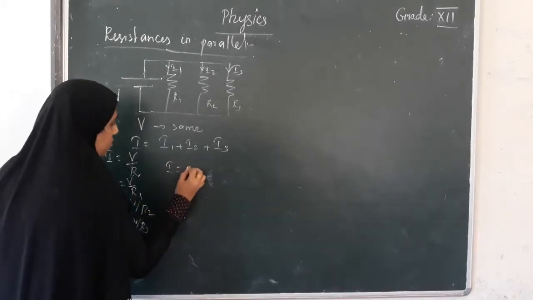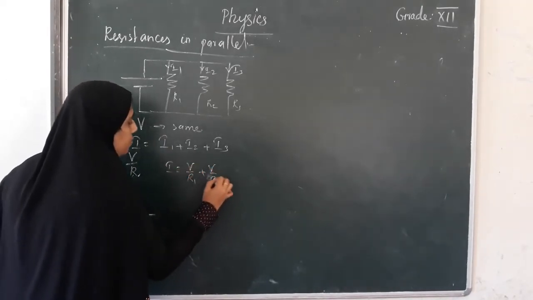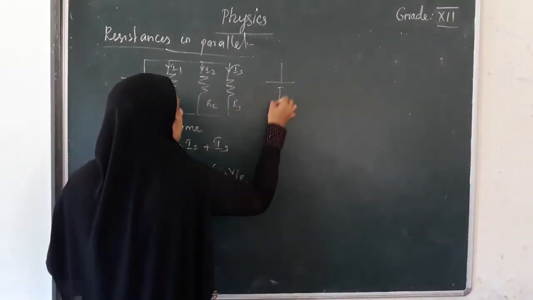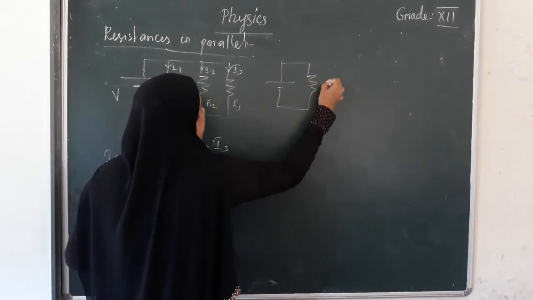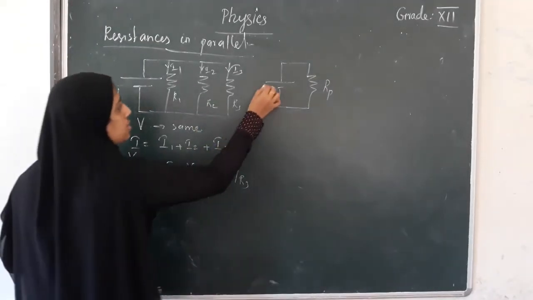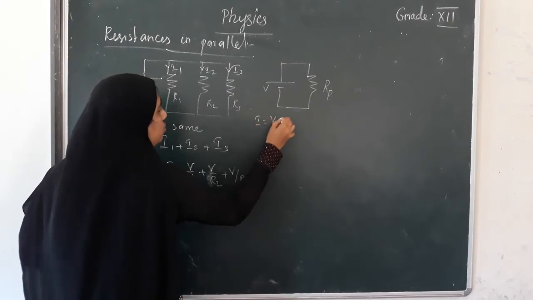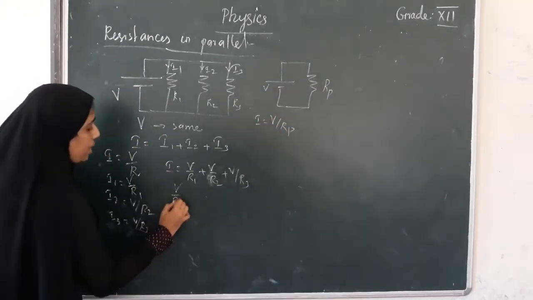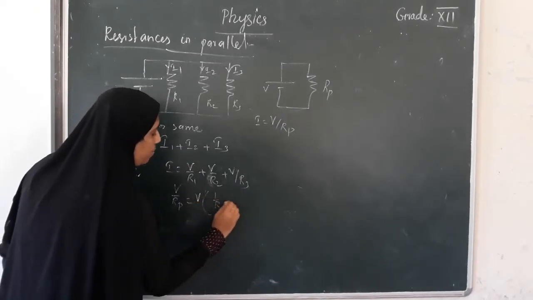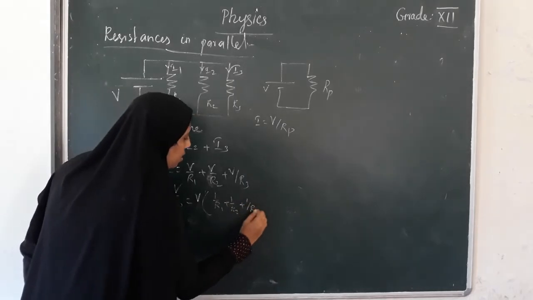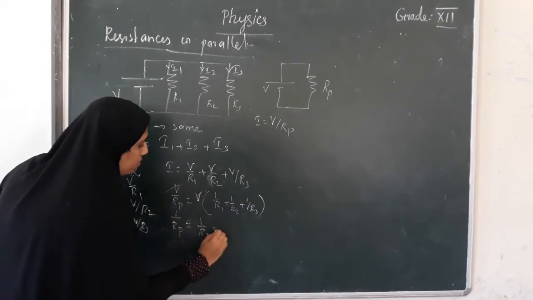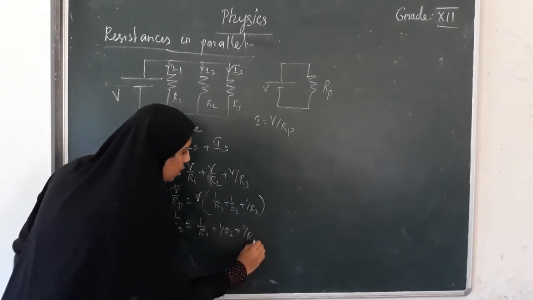Substitute here, I is equal to V by R1 plus V by R2 plus V by R3. So this is simplified as a single circuit, that is the parallel effective circuit or equivalent circuit. So we can write I is equal to V by Rp. So V by Rp is equal to V by R1 plus V by R2 plus V by R3, or else we can take V outside: V times (1 by R1 plus 1 by R2 plus 1 by R3). So V gets cancelled. 1 by Rp is equal to 1 by R1 plus 1 by R2 plus 1 by R3.